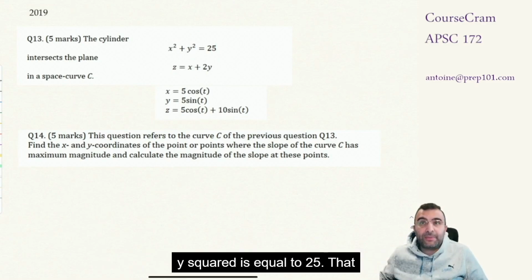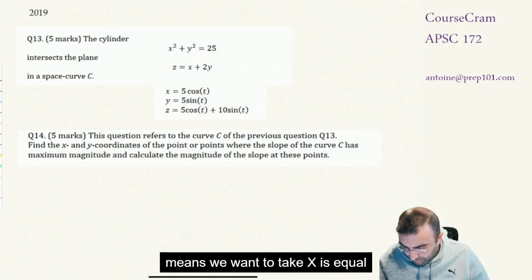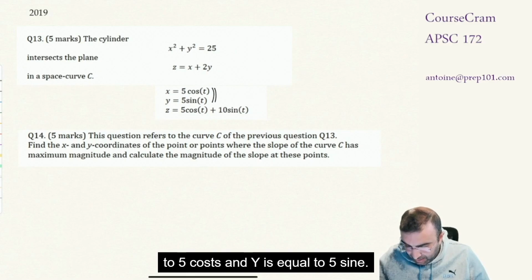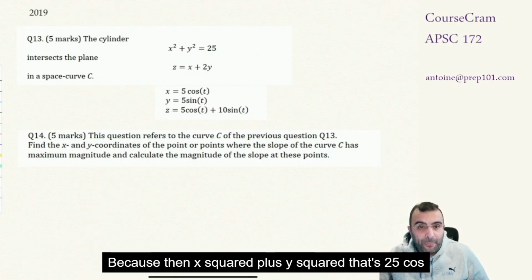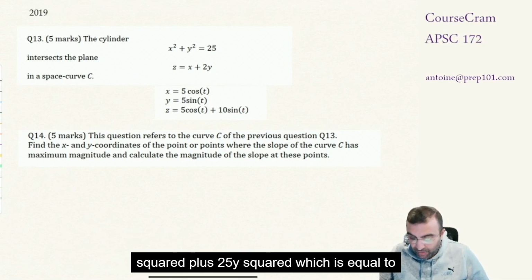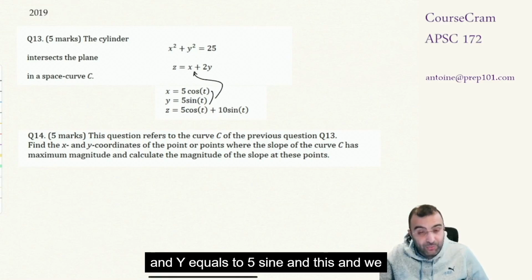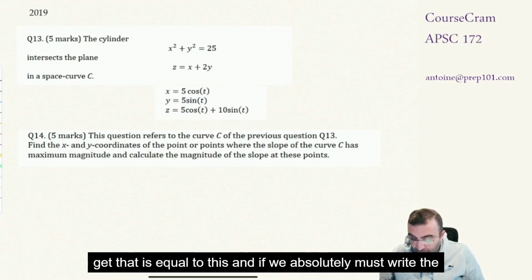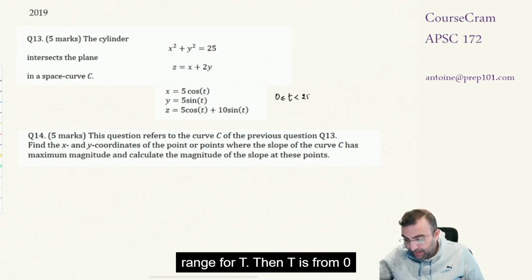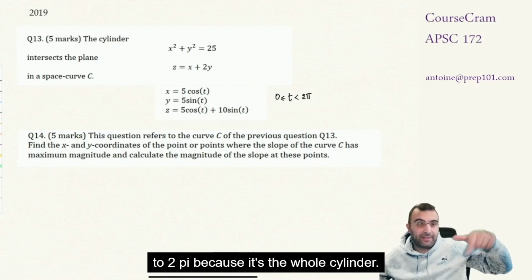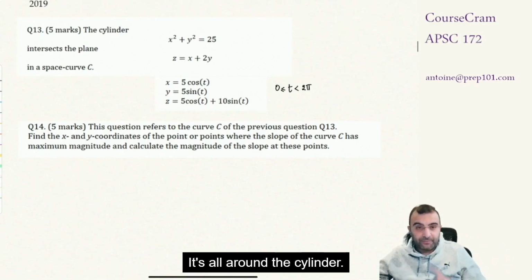We have x squared plus y squared is equal to 25. That means we want to take x is equal to 5 cos t and y is equal to 5 sin t, because then x squared plus y squared, that's 25 cos squared plus 25 sin squared, which is equal to 25. And then we sub x equals 5 cos t and y equals 5 sin t in this, and we get z is equal to this. And if we absolutely must write a range for t, then t is from 0 to 2 pi, because it's the whole cylinder. It's all around the cylinder.